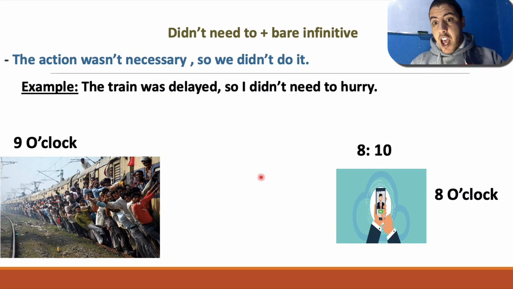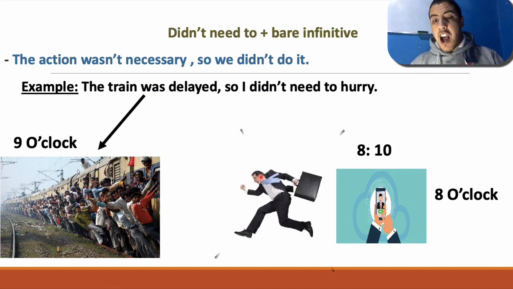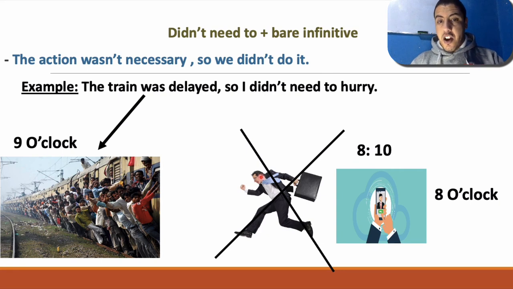So he says, hi, how are you? What's up? I'm fine, good, thanks. You know what? Don't hurry. The train is delayed. Okay, don't hurry to the train station because the train is delayed. So when my friend called me and he told me this, what did I do? I decided not to hurry. That's why I didn't hurry.